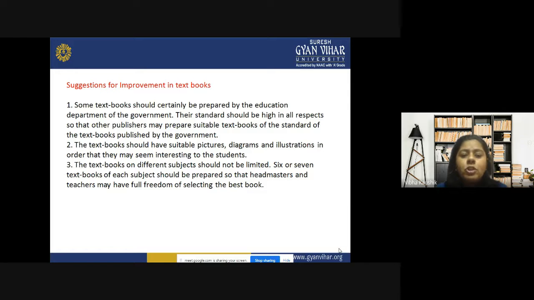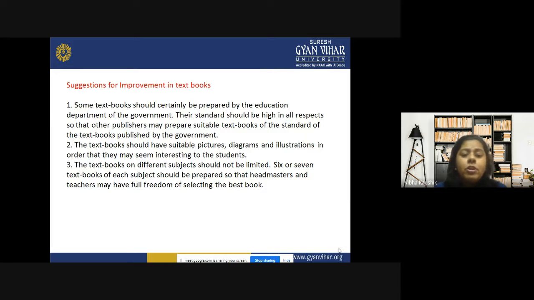The textbook should have suitable pictures, meaning a textbook should contain suitable or relevant pictures related to the subject matter. It should have diagrams, and illustrations, it should have explanation in order that they may seem interesting to the student. And the content, the pictures, the diagrams, and the illustrations should be presented in front of the student in such a way that students may seem interested in learning or reading those particular books.